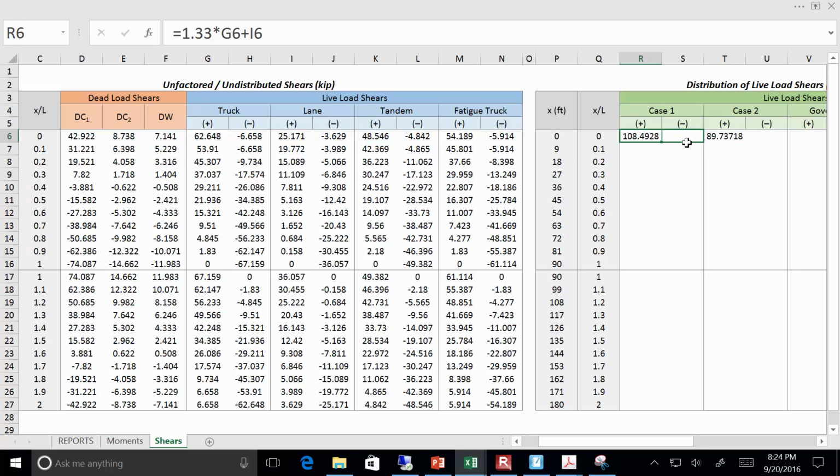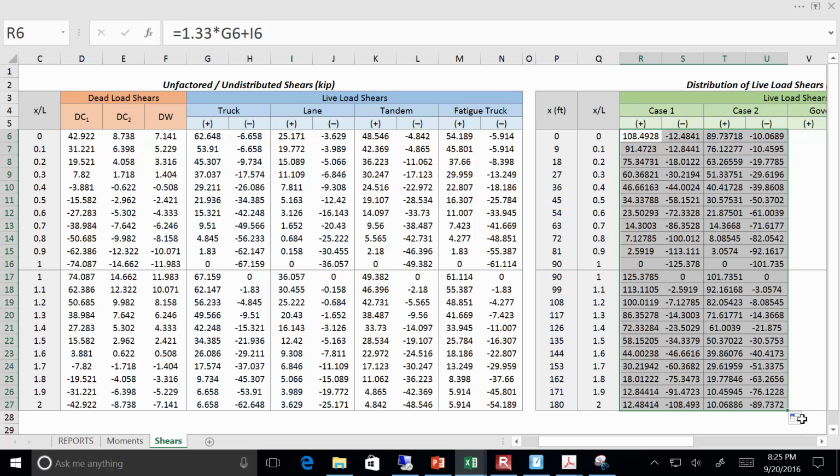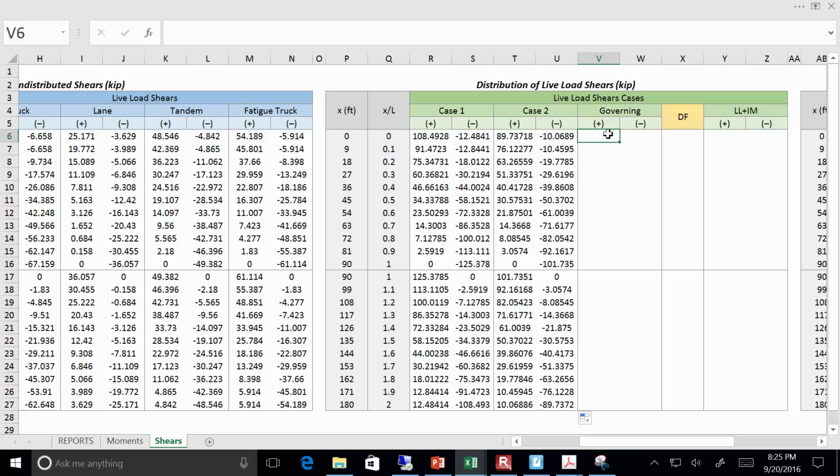Drag that over. Drag that over. And then, all right, so I went ahead and computed that. Got to compute my governing. So for the positives, I'm looking for the maximum shears, and for the negatives, looking for the minimum. And again, if I'm going kind of fast on the Excel, you can always go back to the video and replay it over and over again.